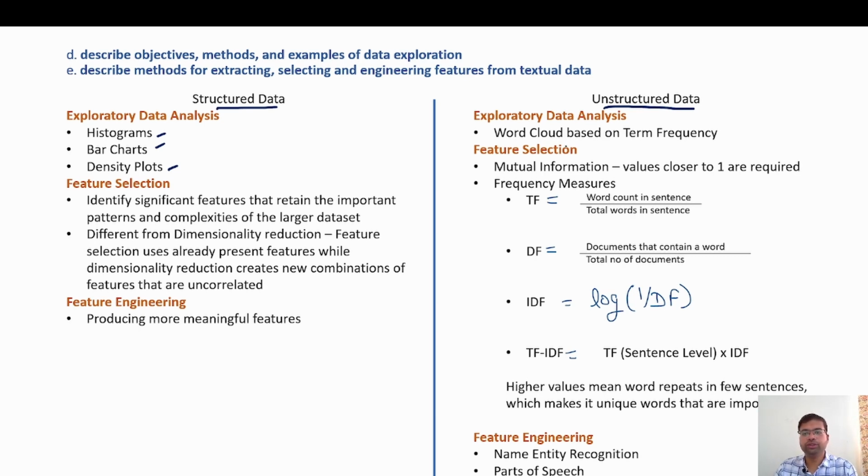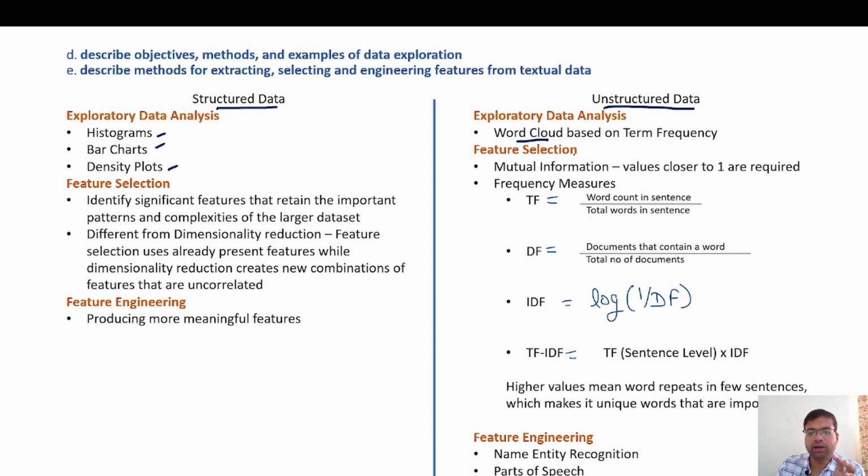So what you do is you can create a word cloud. A word cloud is an exploratory data tool which provides you a visual inspection. If a particular word is being repeated many times, it will be greater in size. The term which has lower frequency will be smaller in size. Okay, so that is a word cloud.